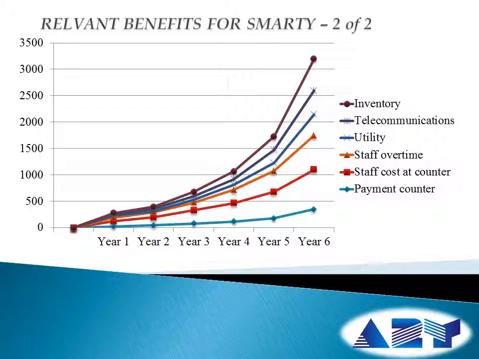Basically, the costs we highlight here are reduced costs related to payment counters, reduced costs related to staff cost at counters, reduced cost for staff overtime, reduced cost for utility overall, reduced cost for telecommunications, and reduced cost for inventory maintenance. For your kind information, I have prepared a separate Excel spreadsheet to show more details about the financial models for this project. We can discuss that further at your convenience.